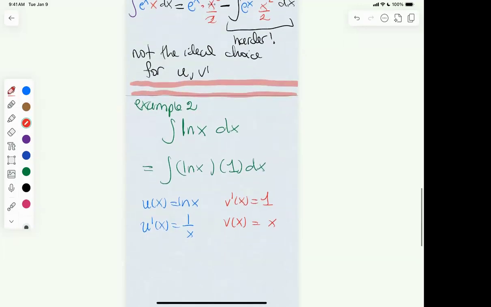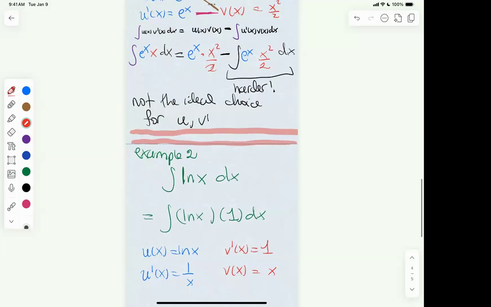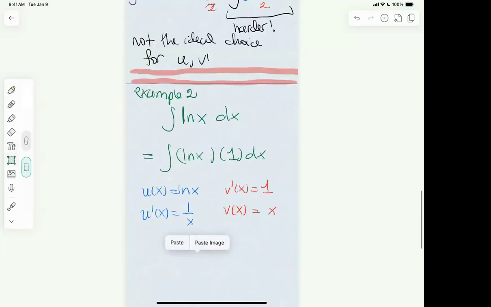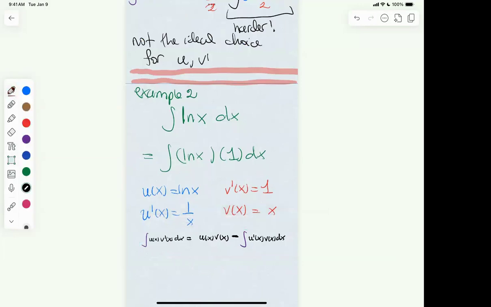And again, what the integration by parts formula says, at least if you arrange it this way, is that you multiply u with v, which corresponds to that diagonal. So you get, well, let me put it like this, natural log of x times x. And then you subtract the products of the things at the bottom. So you subtract this one.